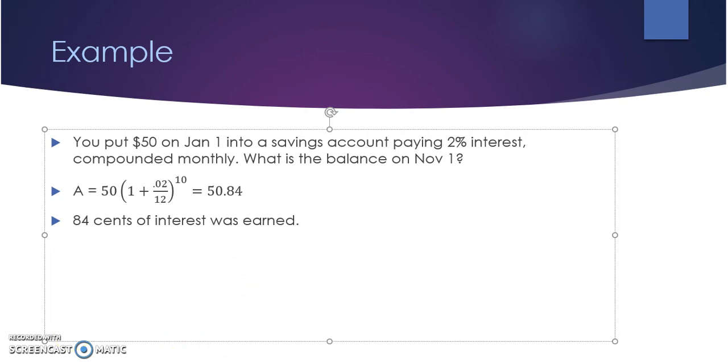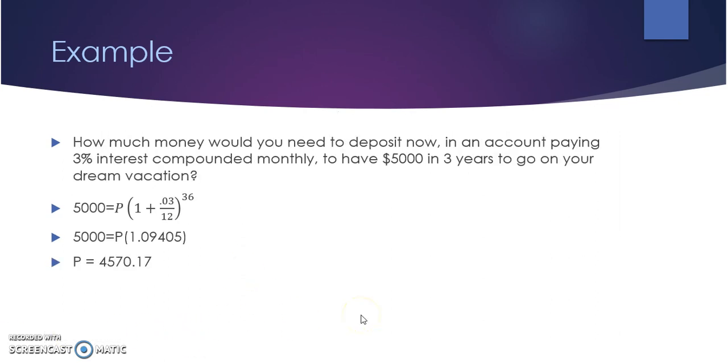Here's another example of compound. How much money would you need to deposit now? So we're planning ahead. How much am I going to deposit now if my account pays 3% interest compound monthly, and I want to have $5,000 in 3 years? I'm planning a big vacation. Maybe it's a big anniversary.